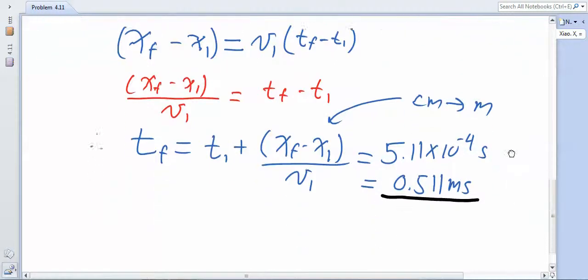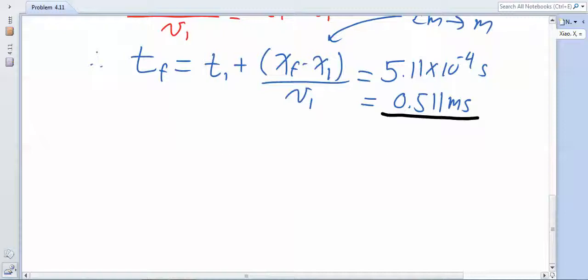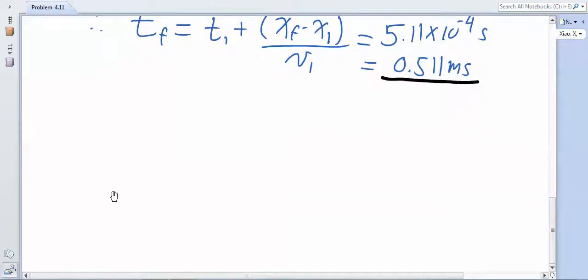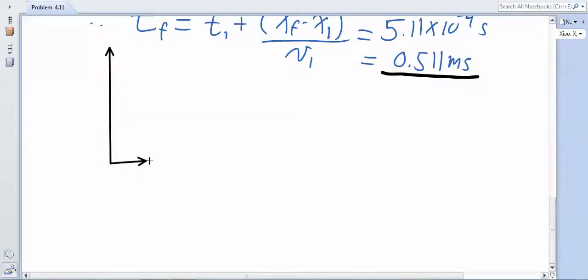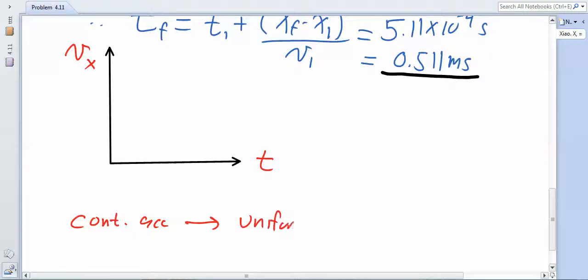All right, so the last part then is to make a graph of the velocity in the x direction versus time. So I'll draw some axes here. And I'll put some labels on them. So the vertical axis will be v sub x, and the horizontal axis will be t. And so we have a constant acceleration for the first part, and then we have uniform motion for the second part. So on this graph, the constant acceleration will be represented by a diagonal line that has a constant slope, and then the uniform motion will be represented by a horizontal line, and so the graph is going to have that shape.